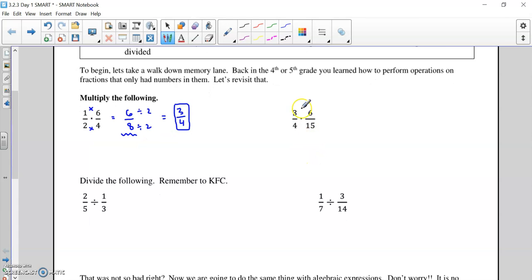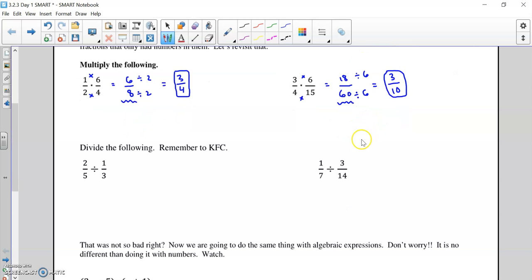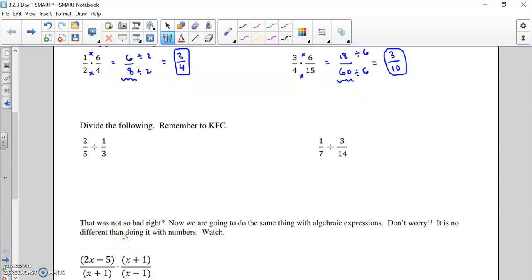All right, so let's try another one. We can do 3 times 6 is going to be 18, and then 4 times 15 is going to be 60. All right, and we can simplify this as well. If we were to divide both the top and bottom by 6, we would get a new simplified fraction of 3/10, right? Because 18 divided by 6 is 3, and 60 divided by 6 is 10. All right, so again, that's the non-simplified answer. This is the simplified answer. This is the one that MyOpenMath is going to want. All right, so multiplication is simple enough.